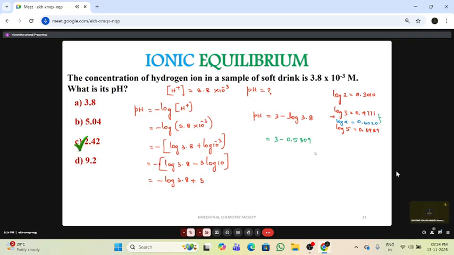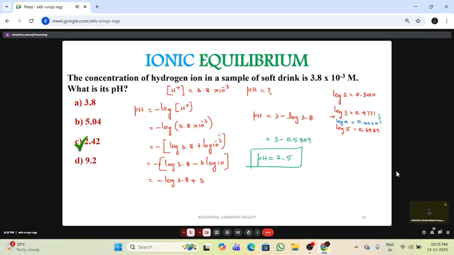3 minus 0.58. It's 2.5, not 2.9, ma'am. Okay, so approximately 2.5. Okay. So obviously the answer is option C, right? Any doubt? Okay.